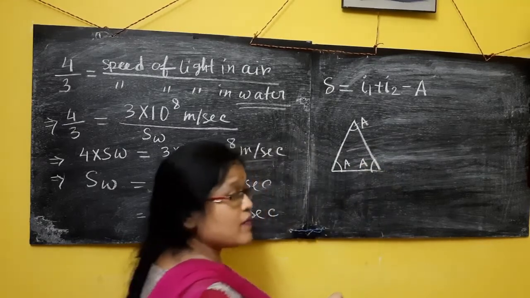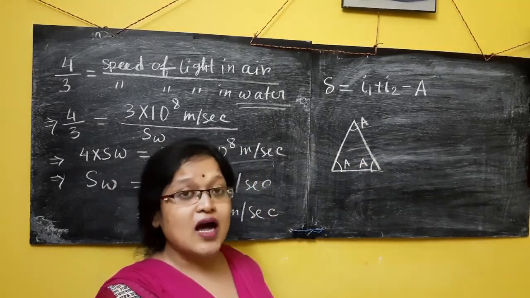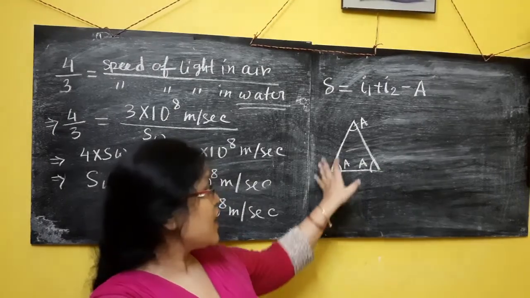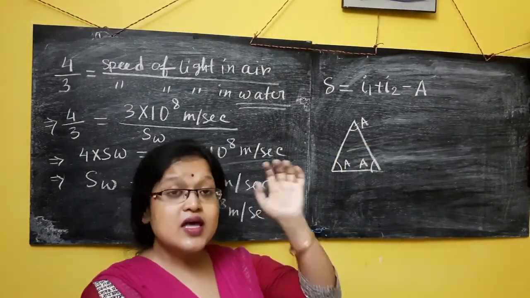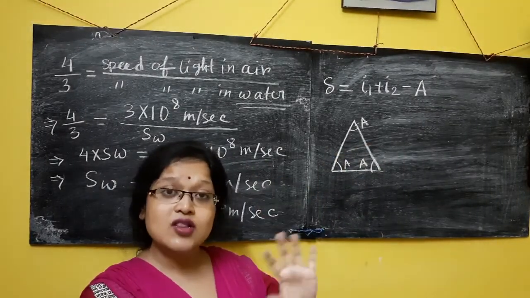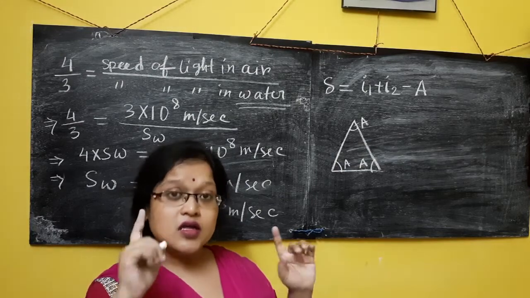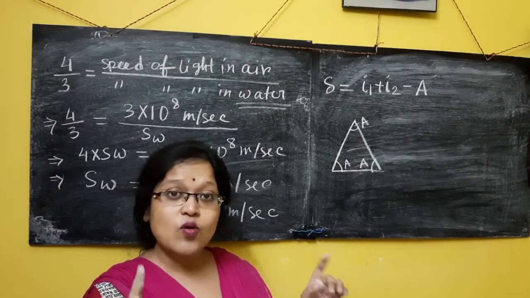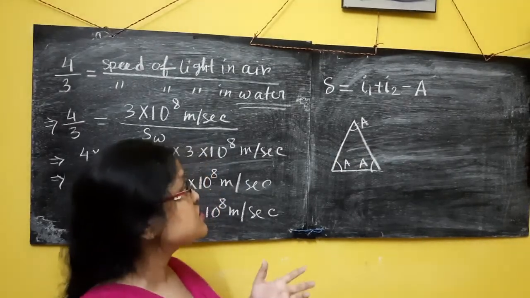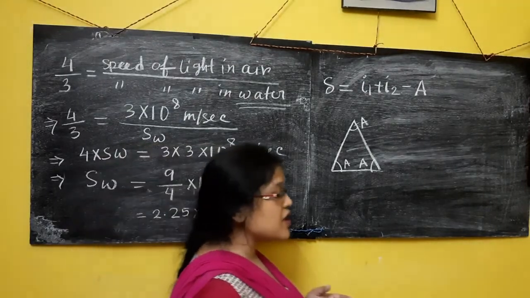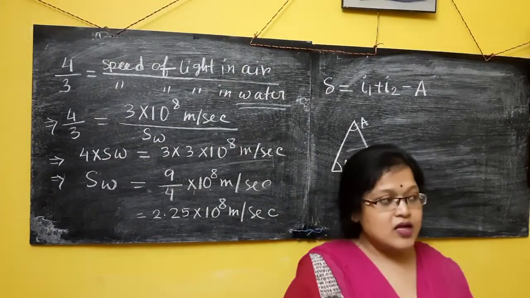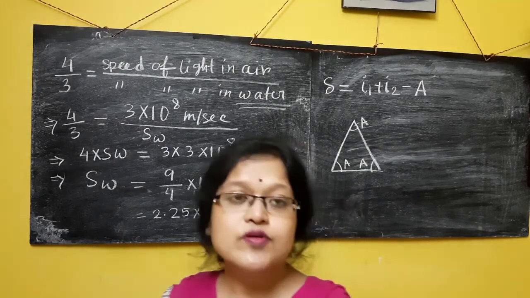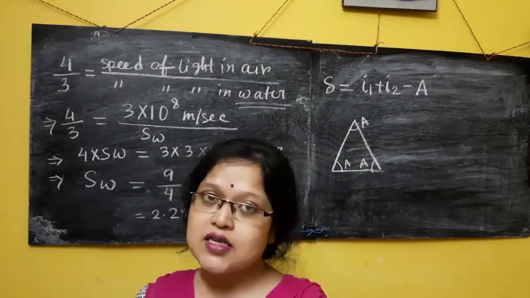Depending on my incident ray, I will take any one angle as my angle of prism. If it is an equilateral prism, all the angles are the same. Otherwise, there should be a specification of what the angle of prism is. Since the hint given here says it is an equilateral prism, obviously the angle is 60 degrees.